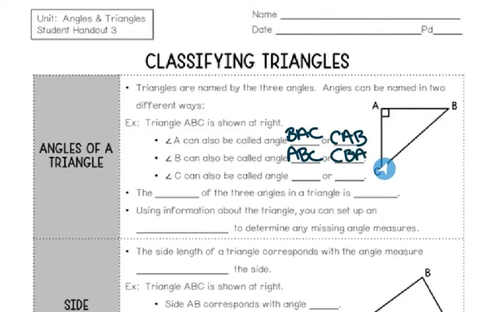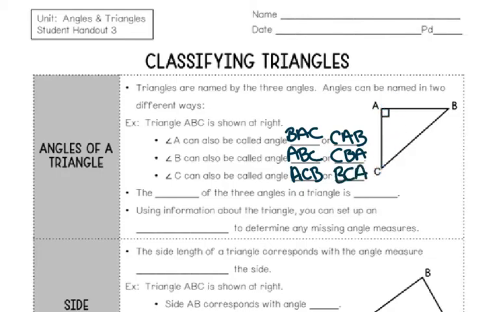Look at angle C here and determine on your own, what do you think the other ways that we can call this angle? So looking at this point here, we've got A, C, B, or we have B, C, A.